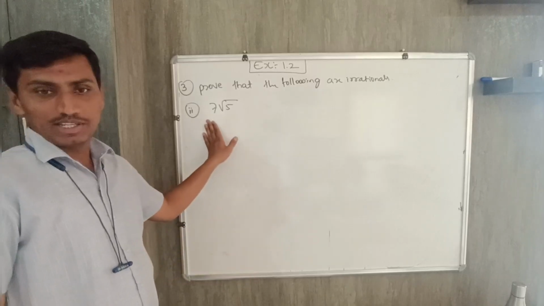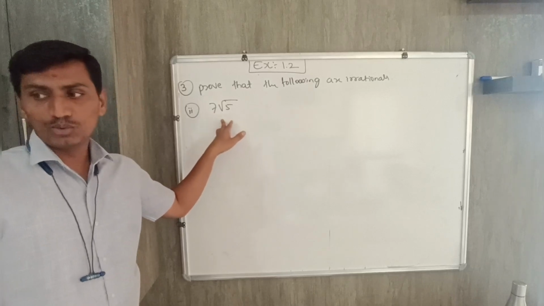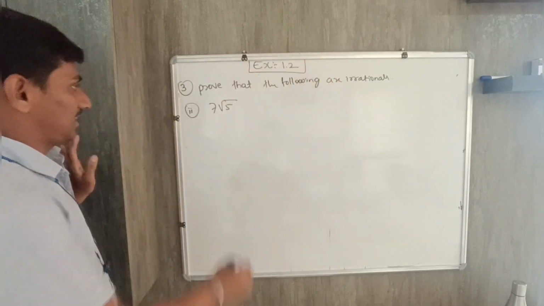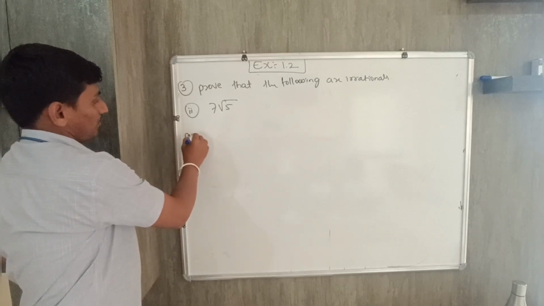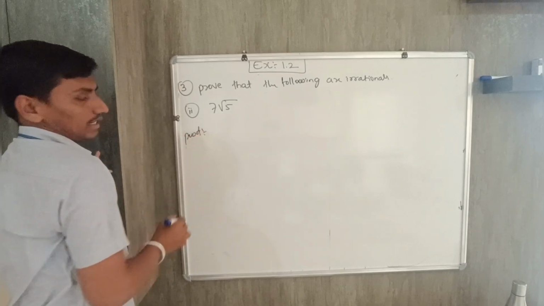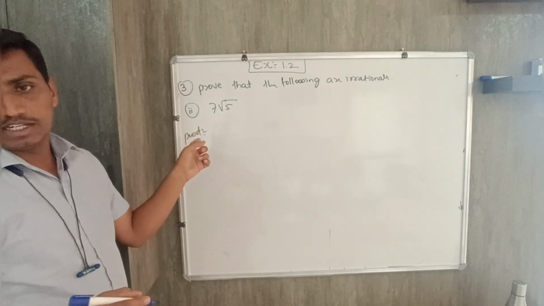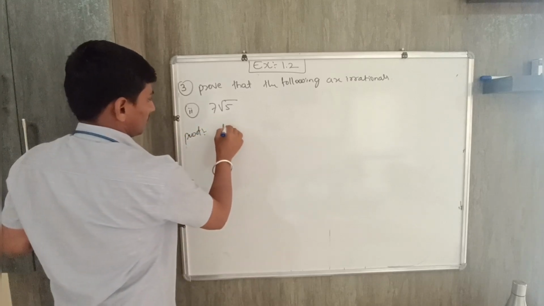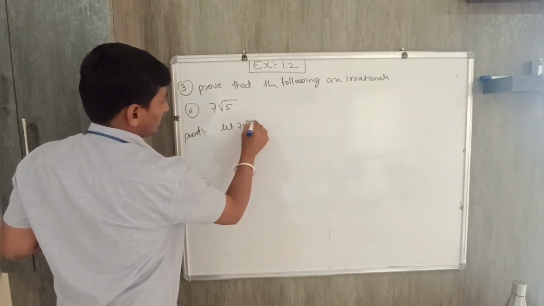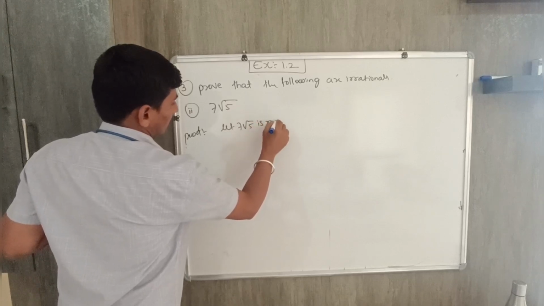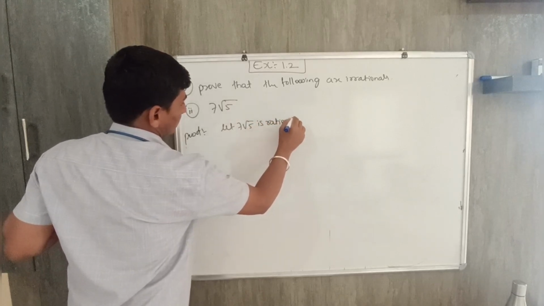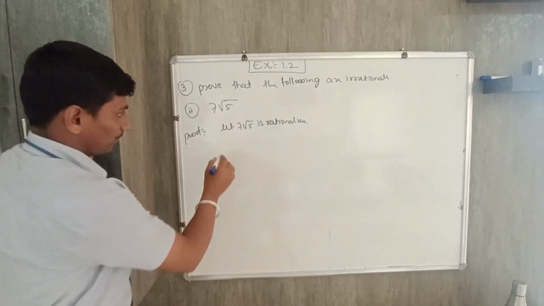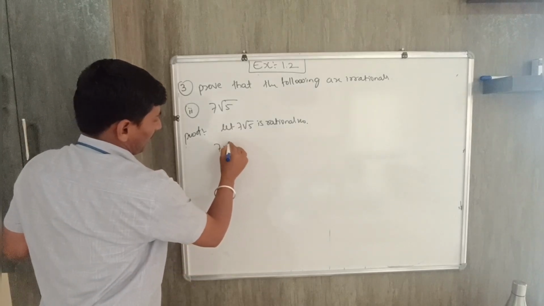Okay. The second question. Root 5, how to prove it is irrational? Okay. Let us see first. Proof. Let 7 root 5 be what? A rational number. Let 7 root 5 be a rational number. So convert it to a rational number. How? 7 root 5 equals what?